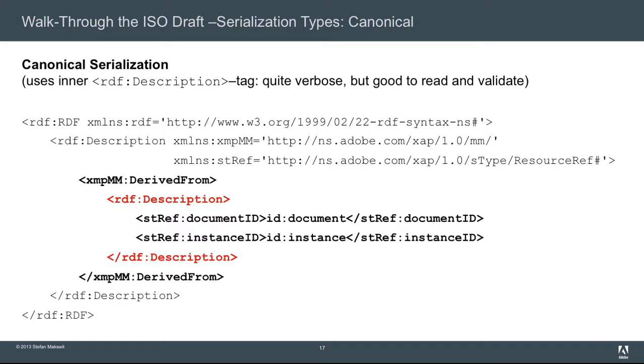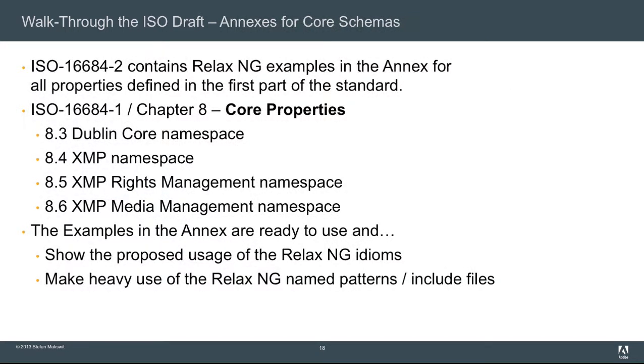Okay, so let's see. Now I would show you how the annexes are structured and explain how the annex files are working. So we have example files for basically all core property files from the first part. This is Dublin Core, the XMP namespace, XMP multimedia namespace, and the XMP rights.